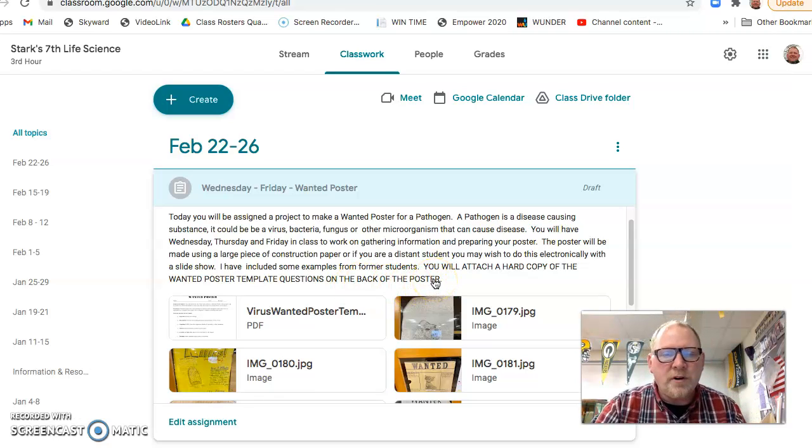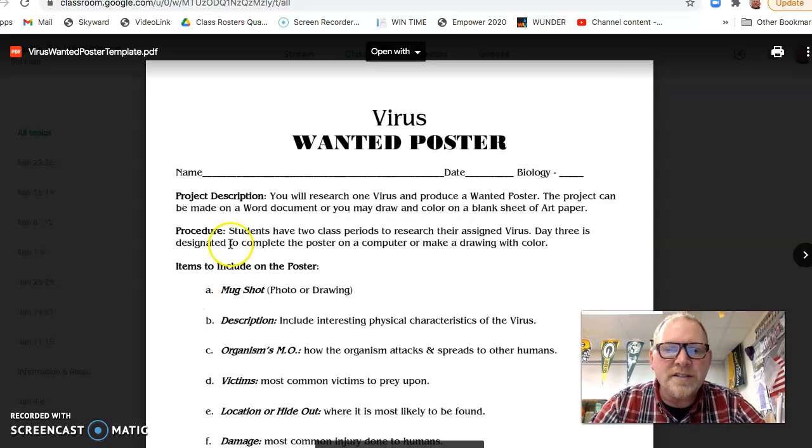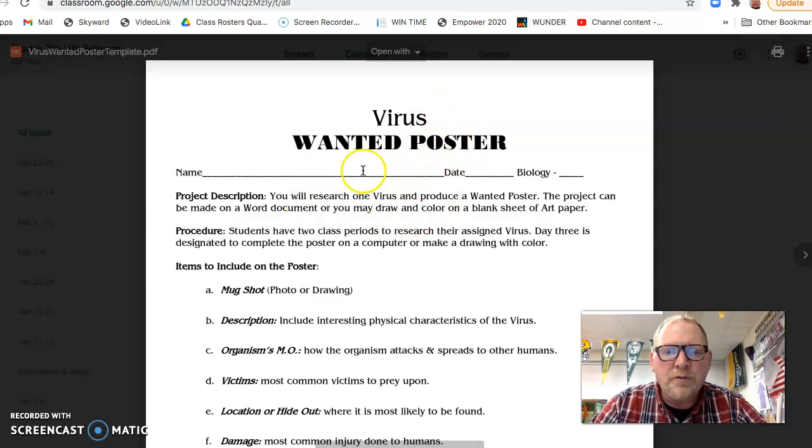Okay, so if you're a distant person, you're going to fill out this template right here. So I'm going to click on that template and go through the directions here. Like I said, this says virus on it, but it could be bacteria or any microorganism, a fungus as well. So you'll put your name on, your date, and your hour here. You research one virus or one pathogen and produce a wanted poster. The project can be made on a Word document or a slideshow.